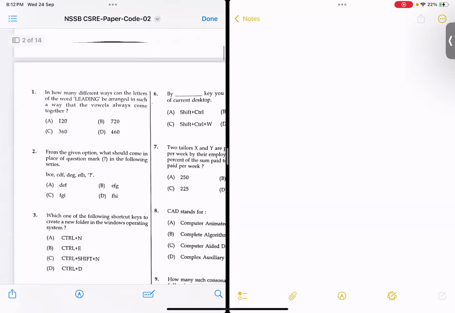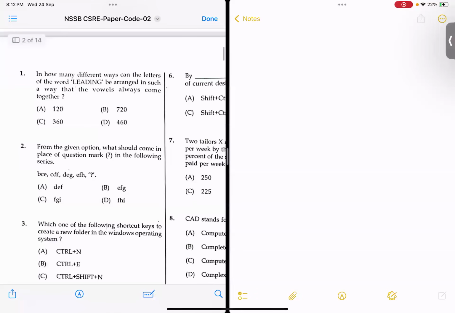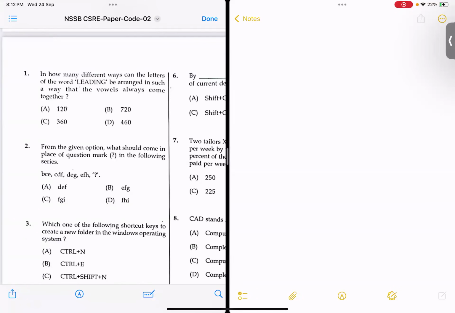Now, question number 1. It says, in how many different ways can the letters of the word leading be arranged in such a way that the vowels always come together? Now here the word given is leading. There are 8 alphabets, right? Now it says that the vowels should always come together.